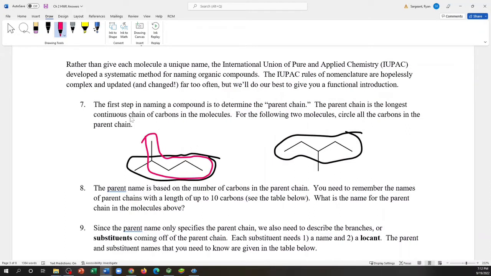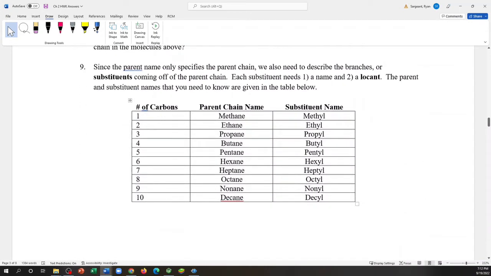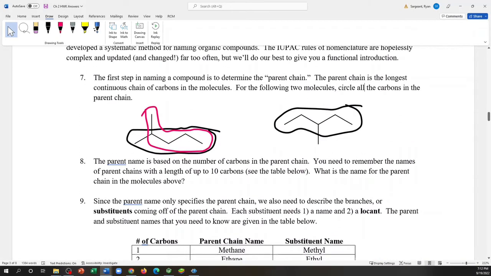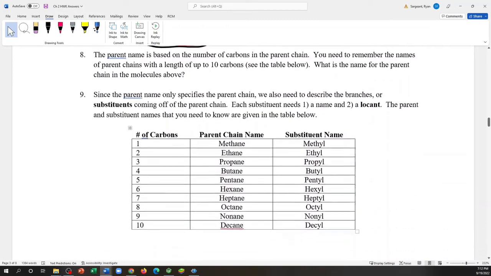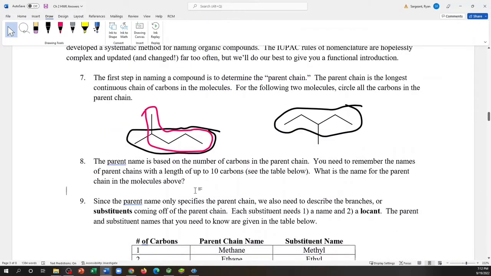The parent name is based on the number of carbons in the parent chain. You need to remember the names of parent chain lengths of up to 10 carbons. There's a table right here that gives you the number of carbons and then the parent chain name, and then what we're going to call a substituent. So this is a table that you need to know. All right, what is the name for the parent chain in the molecules above? Well, in the black circle there are 1, 2, 3, 4, 5 carbons, and in this black circle, there are 1, 2, 3, 4, 5 carbons. Whenever you have 5 carbons, your parent chain name is pentane. So the answer is pentane.